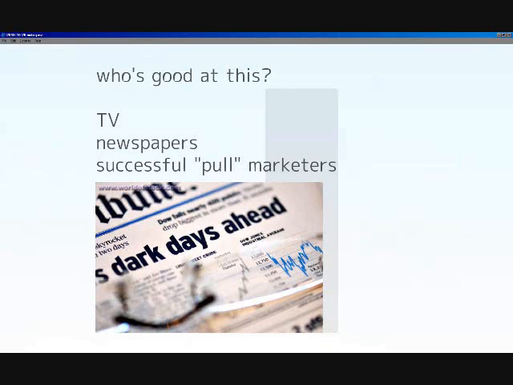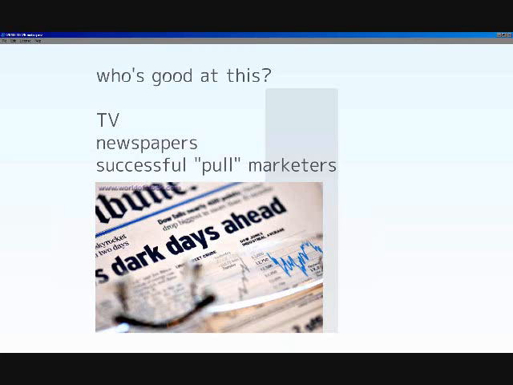Who's good at this? Obviously, television is good at it. When you're watching the news and right before they break to a commercial, they say something like, when we come back, we're going to have the latest on, and they give you some intriguing thing that's happening, and you've got to stay there and watch the commercial because as soon as they come back to the news, you want to see the latest on that thing. Newspapers are really good at it as well. Here's an example. Dark days ahead. Oh my gosh, it's doom and gloom. I've got to read this article, figure out what's really going on.